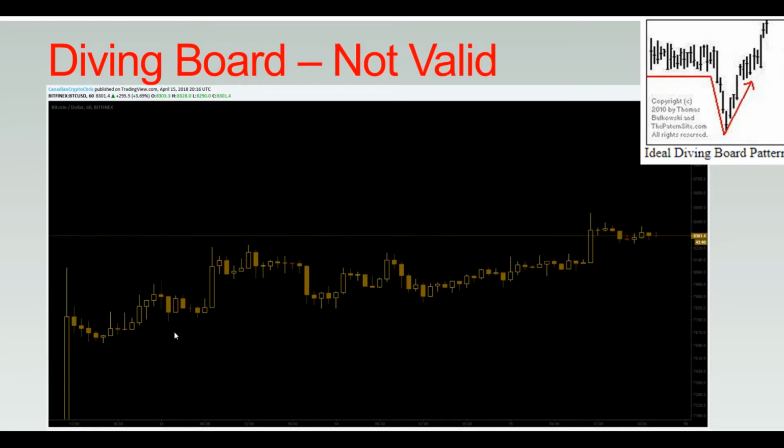Not a valid diving board, obviously there's nothing here. This is just normal sideways market action going on. Candles are not that big. There's none here. There's none behind this one. They're uncommon, but they're also common. You usually don't play them. Usually you just happen to come across them. So that kind of gives you the diving board pattern.